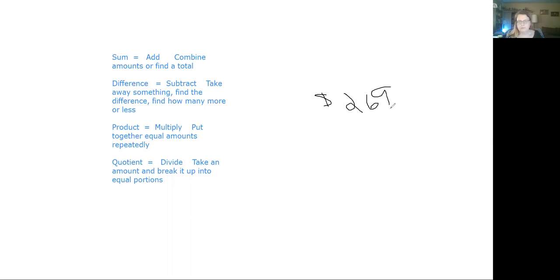Okay, that looks terrible, I apologize, but how much will they pay on the loan in a 12-month period? So they're going to be paying that same amount every month for 12 months. So we're taking an equal amount and putting it together repeatedly. So we could add 269 12 times over, or we can just multiply 269 times 12. And again, we're not even actually being asked to solve that. We're just being asked which one of these is what we would do. So that is option C.